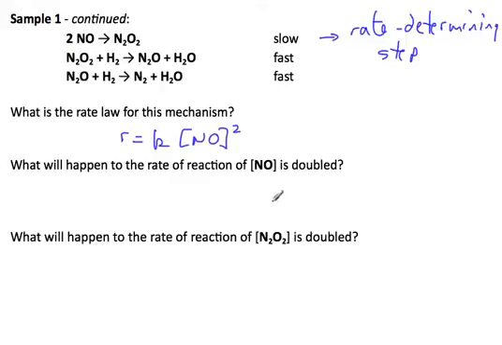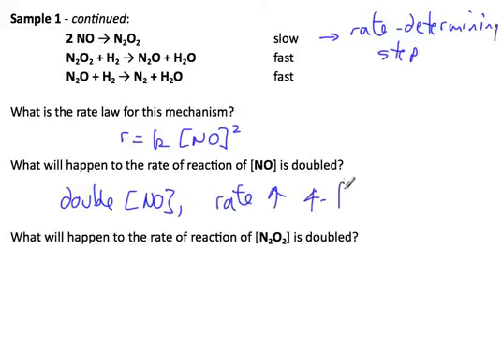So what happens to the rate of reaction if the concentration of nitrogen monoxide is doubled? Well, if you double the concentration of NO, the rate increases fourfold. And again, that's pretty easy to see because basically what we've done is 2 squared.